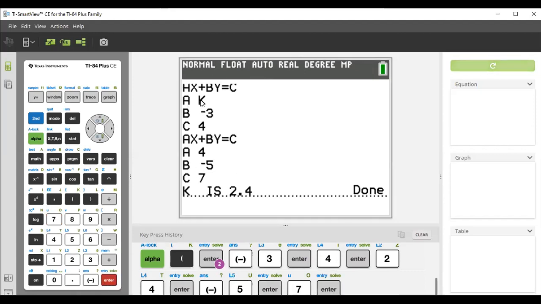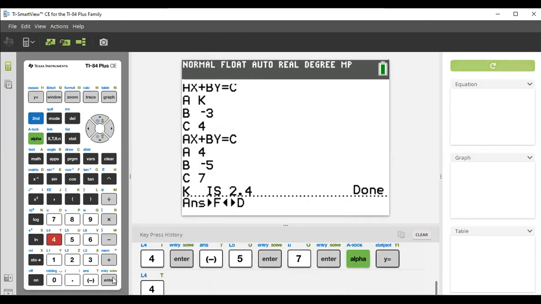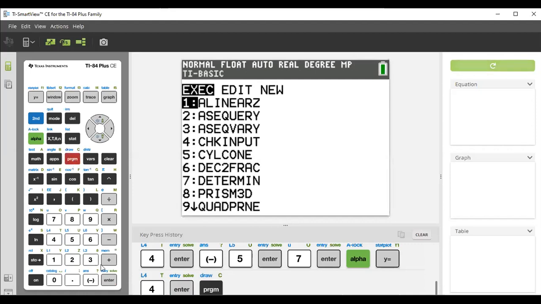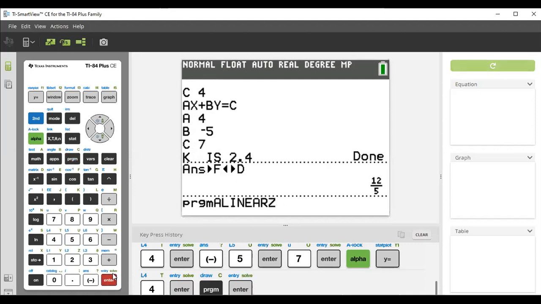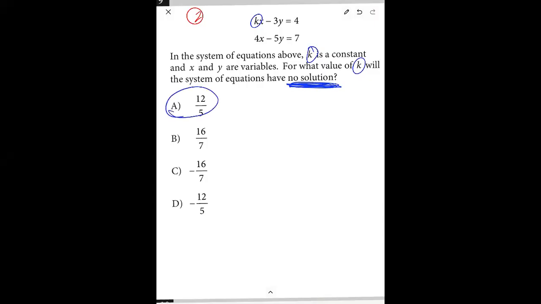It says, in this example, K would be 2.4, or they wanted it as a fraction, so you can convert this to a fraction by doing alpha, Y equals, and then option 4, and press enter, and it tells you that the value for K would be 12/5. So let's get this ready for the next time through. All right, bam. Okay, so let's go back to the actual exam, and our answer for this one would be 12/5 or 2.4. That's what K would have to be.